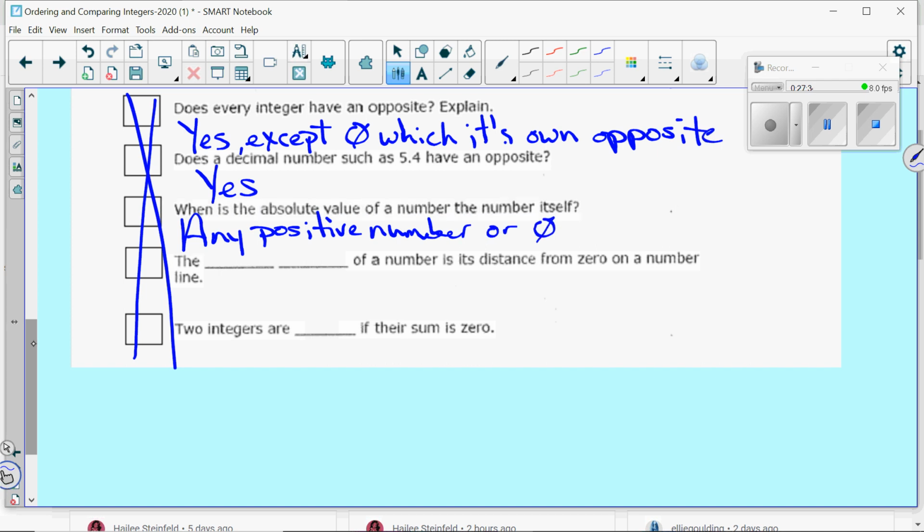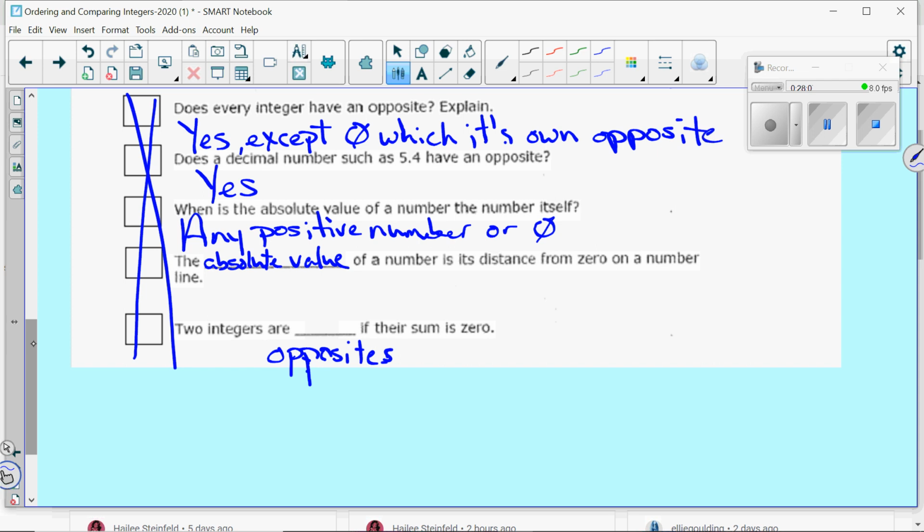So the what of a number is its distance from 0 on a number line? What do we call that? Sean? Absolute value. That's the definition we gave you. And two integers are what if their sum is 0? What term do we use for them? Devin? Opposite. Good. Two integers are opposites if their sum is 0. In other words, 2 and -2, 10 and -10. If I put them together, they're always going to equal 0.